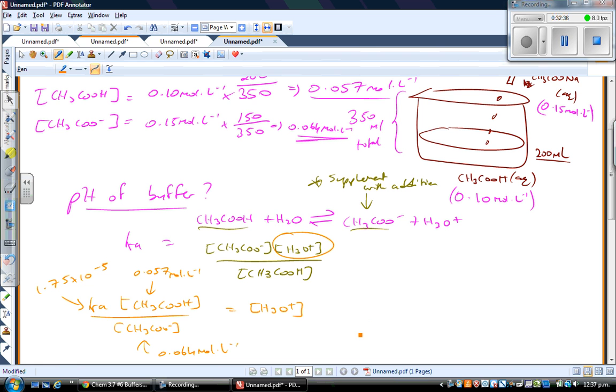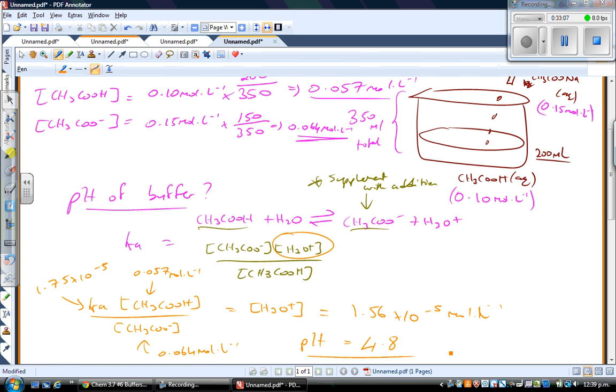That gives you a concentration of H3O+ of 1.56 by 10 to the minus 5 moles per liter, and then the pH of the buffer is equal to minus log base 10 of that, which works out to be, let's just do that now, 4.8.